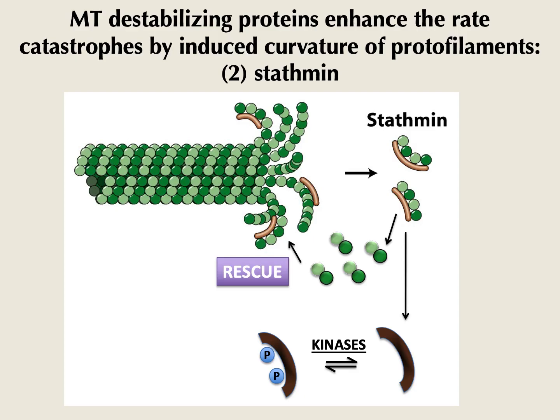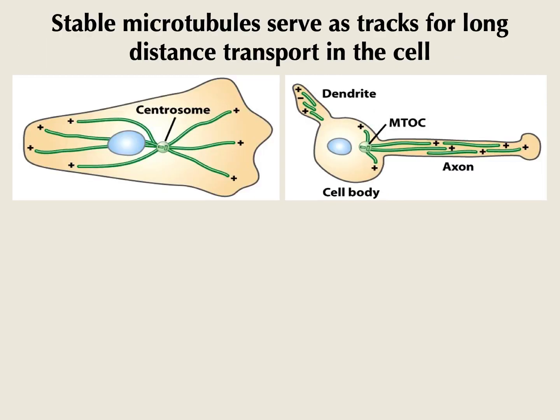Now I'm going to just give you a few examples of higher order understanding, and we're going to talk about motors. Transport. I told you microtubules can be long, they can be stabilized by these interactions, and so they serve as tracks, long-distance tracks for long-distance transports.